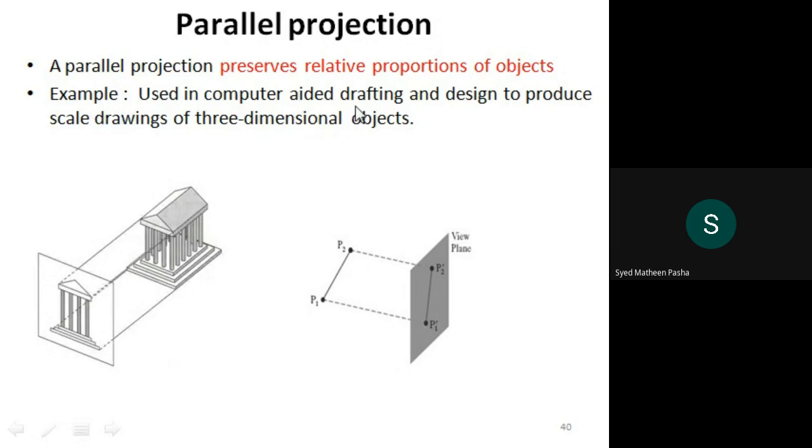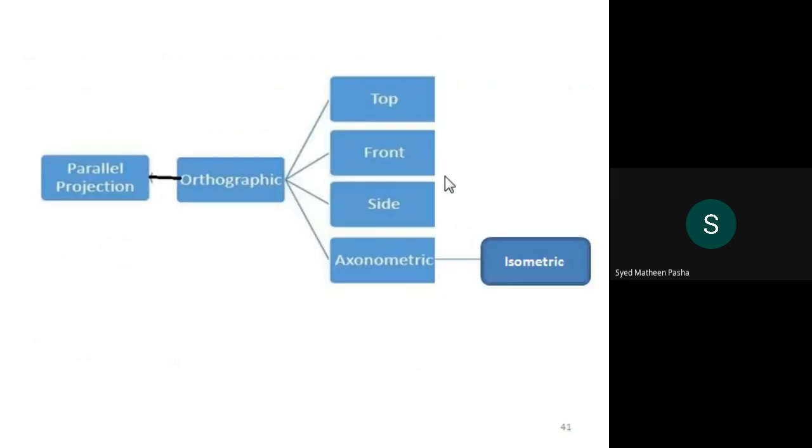It is used in computer-aided drafting as well as design to produce scale drawings of 3D objects. That is, you can give CAD as an example of parallel projection. If you want to draw a pyramid in CAD, what do you do? Basically, the technology used behind that is parallel projection itself, where you draw a 3D object with the software. Then, as I told, there is a taxonomy related to parallel projection.